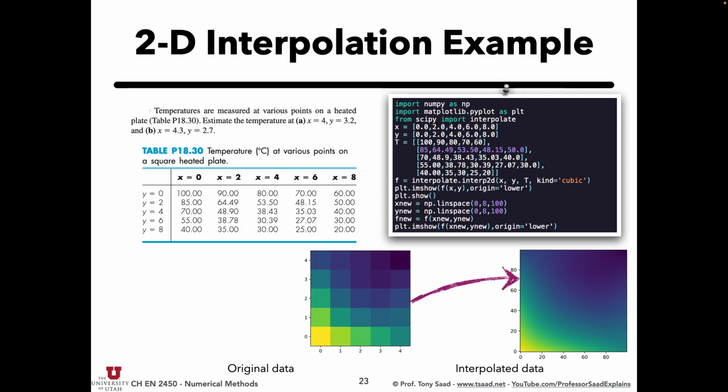Yes? I'm a little confused. So in one interpolation, you have very discrete points and you're interpolating between the points. Mm-hmm.